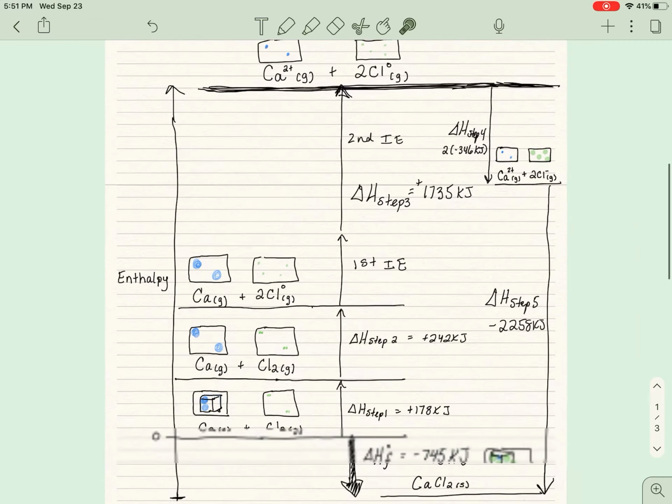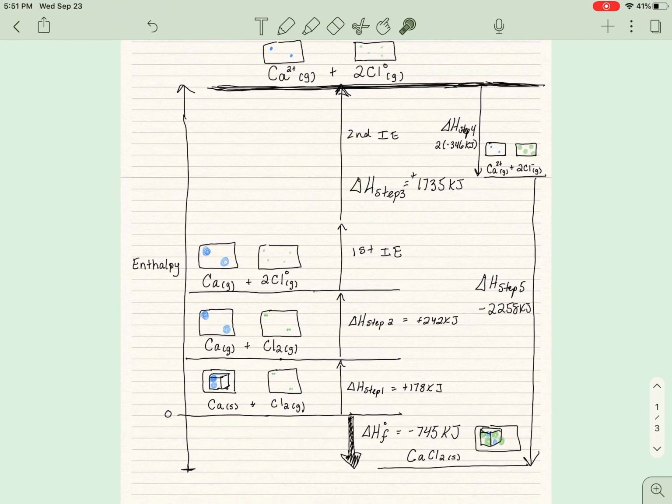I can zoom back out a little bit so you can see it all at once. And it's adding all these steps together, come back around, you get a few exothermic parts here and then a large exothermic lattice energy here. And overall, the overall enthalpy of formation is 745.